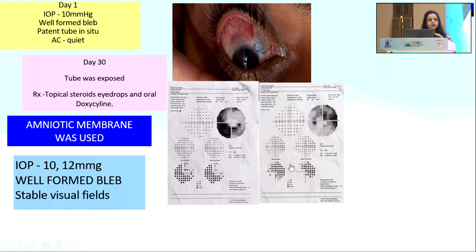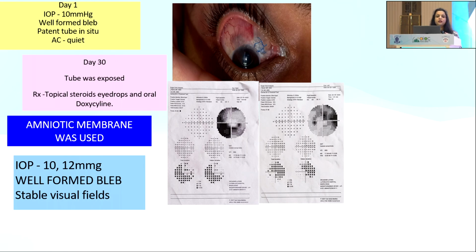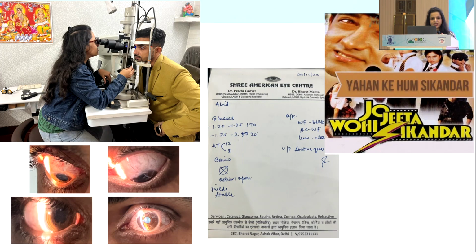So on day 1, pressures came down to 10, bleb was well formed, tube was in C2, AC was quiet, but on day 30, tube was exposed. So topical steroids, oral doxycycline was started, and then I used amniotic membrane. Then again the pressures were under control, bleb was formed with a stable visual field. So this was his last follow-up.